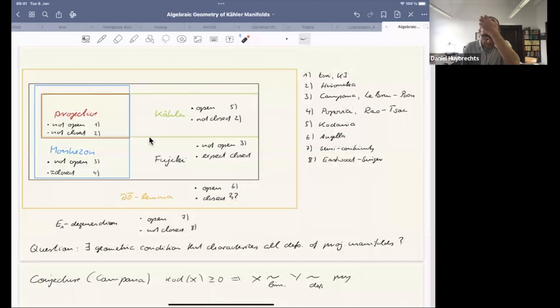And then you can ask for other properties. I said, why stop here? Maybe we'll just look at complex manifolds for which the spectral sequence degenerates. And again, it's easy to see that's an open condition, but it turns out it's not a closed condition. Okay. So the question remains, is there a condition?